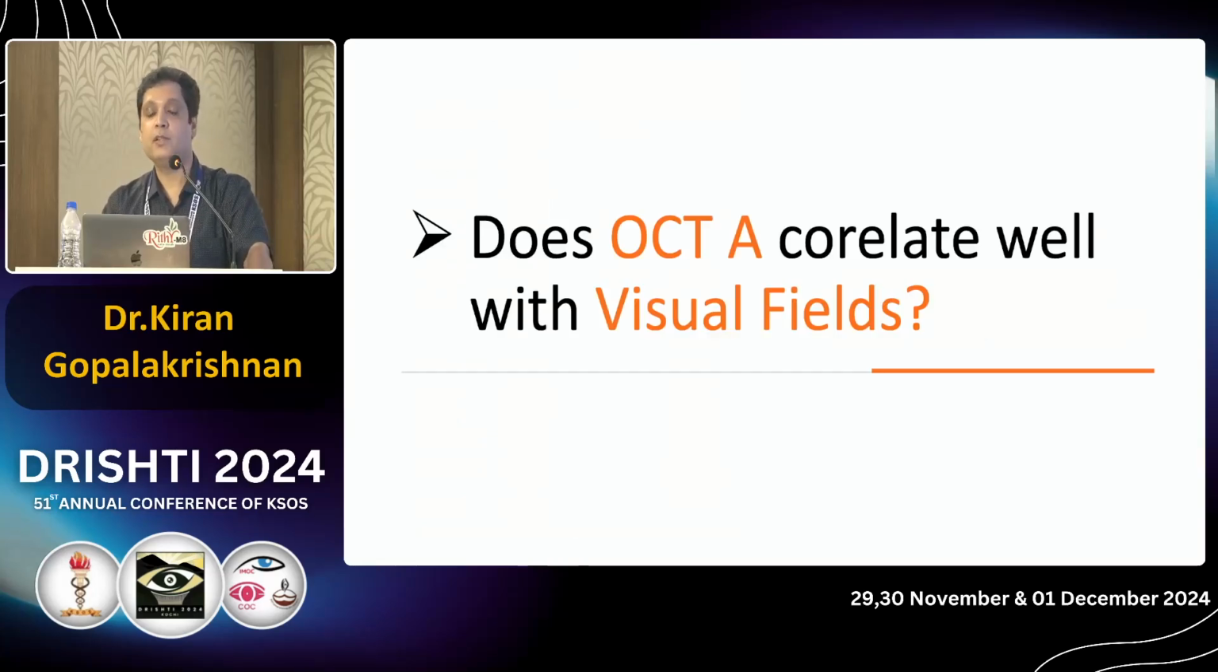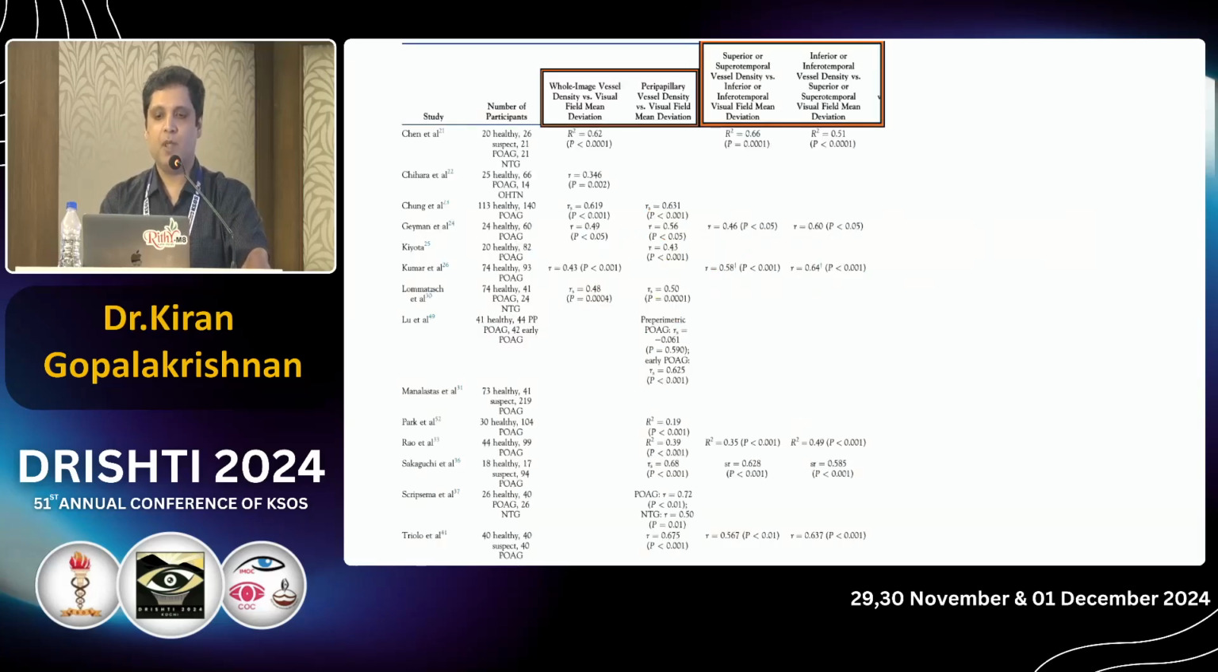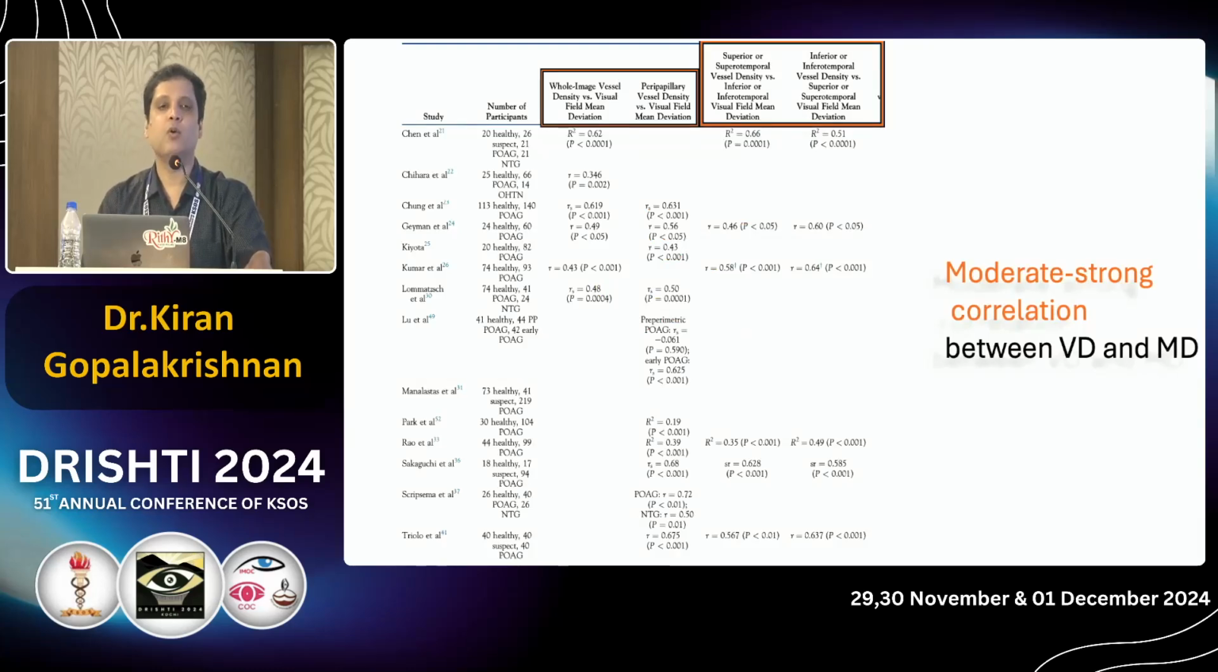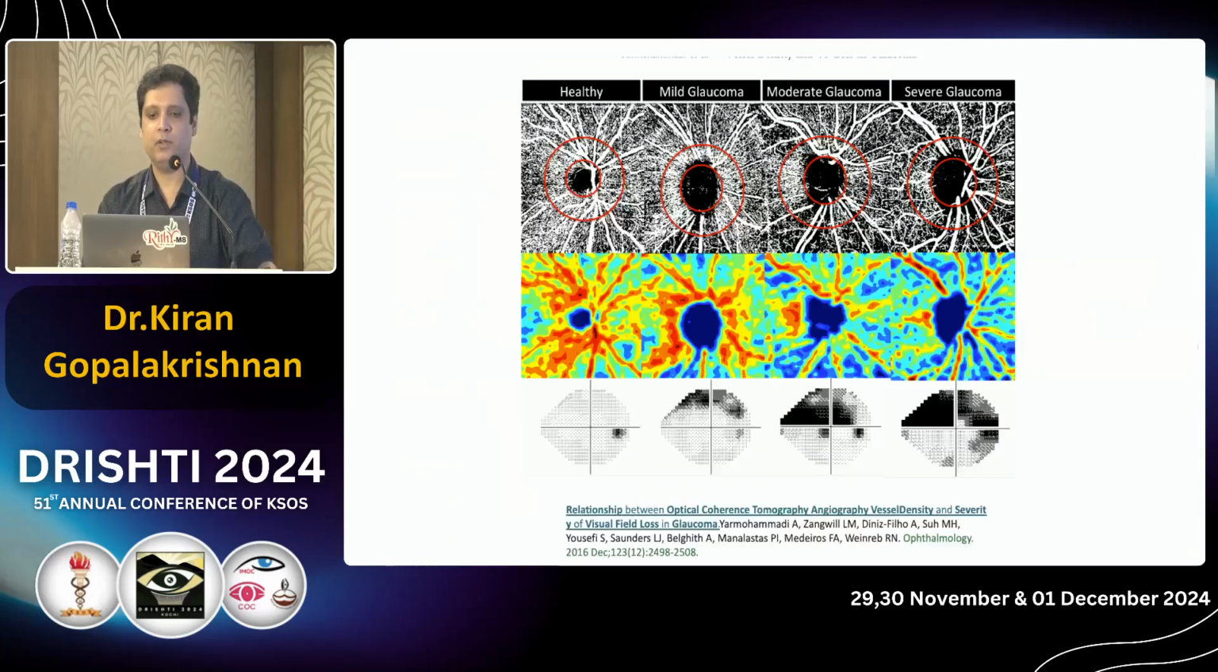And the important thing is, does OCTA correlate well with the gold standard in glaucoma, which is visual fields? Again, the answer is yes. If you look at correlation values, there is a moderate to strong correlation between vessel density and the mean defect or mean deviation which you get from your perimeter. So this is a slightly stronger correlation than we see even with structural OCT.